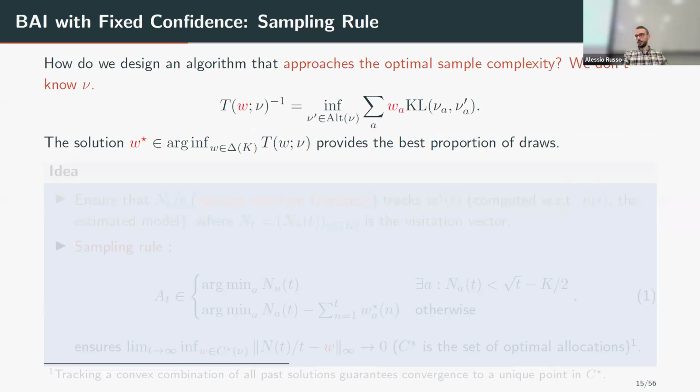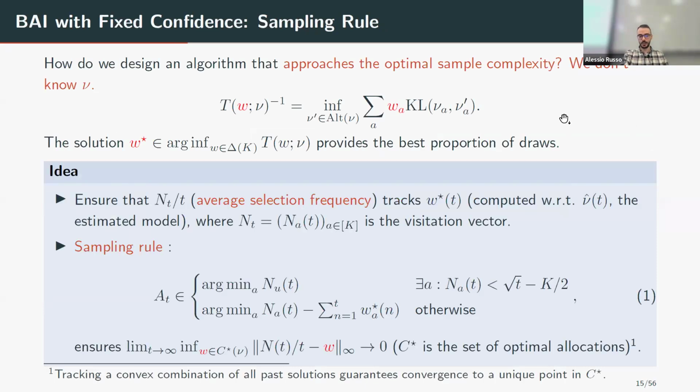Then from the lower bound, we also explained Track-and-Stop. The idea is that the lower bound tells you the optimal sampling strategy, but we don't know the model. So we use an empirical estimate of the model and compute the optimal exploration strategy for that empirical estimate. Then we want the average selection frequency to track this w star t, the optimal strategy for the model that we have at time t. And we use this sampling rule. We didn't use this exact sampling rule, we used another one, but it's quite similar.